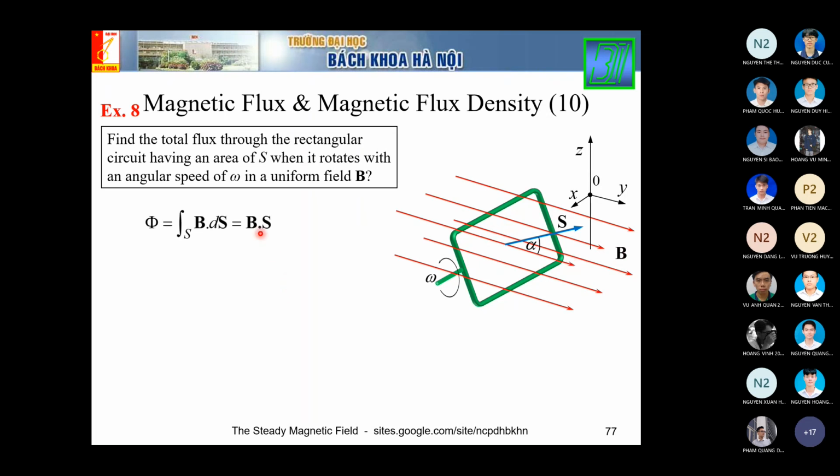Because B here is a constant, this equation will be B dot S. This is a dot product, and the dot product depends on the angle between B and S, which is alpha. But because the frame is spinning, alpha is no longer a constant. It depends on time. Firstly, by the definition of dot products, we have this. And secondly, we can express this angle as a function of time like this.